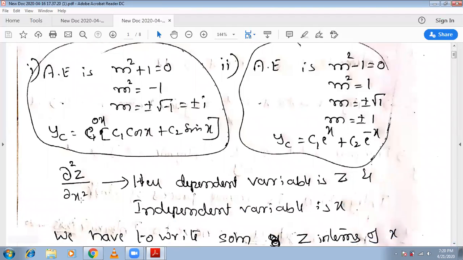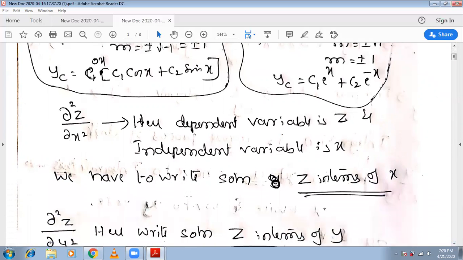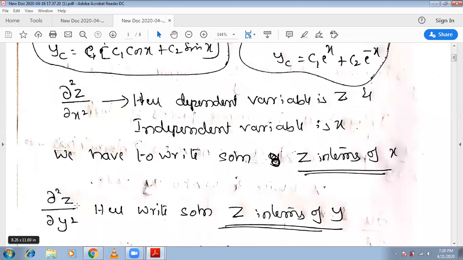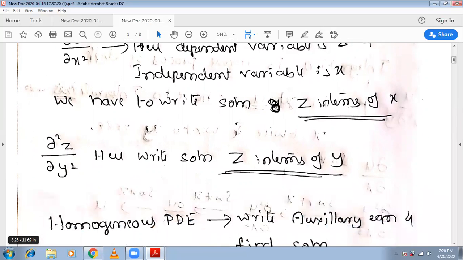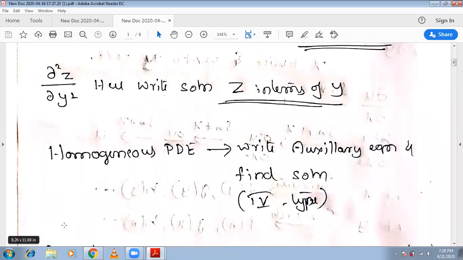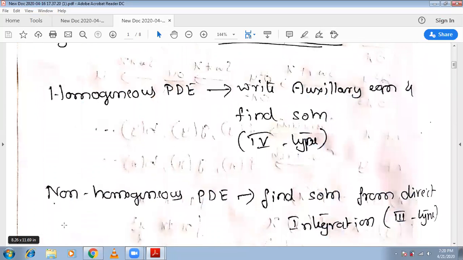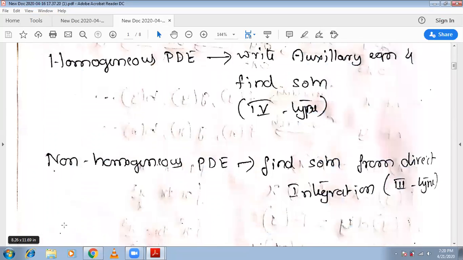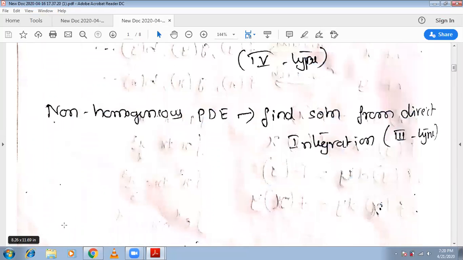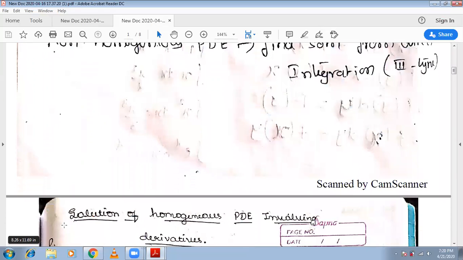Here, del square z divided by del x square: the dependent variable is z and the independent variable is x. So we have to write the solution z in terms of x. This is a very important note. Similarly, here the second order derivative is del square z divided by del y square, so we have to write the solution z in terms of y. Homogeneous PDE means we have to write the auxiliary equation and find the solution. So these are type 4 problems, and type 3 problems are solutions for non-homogeneous PDE.